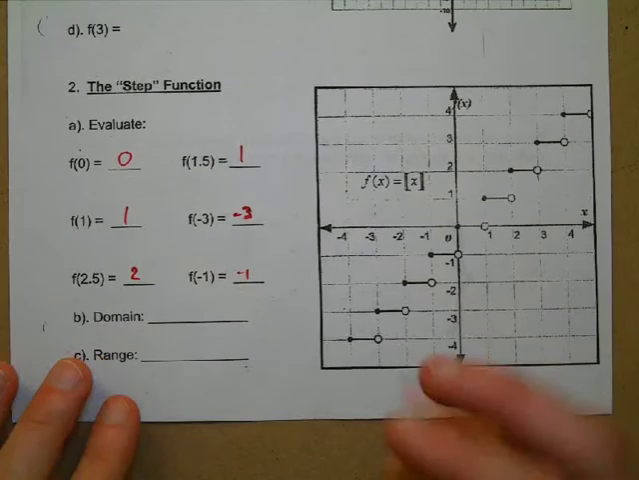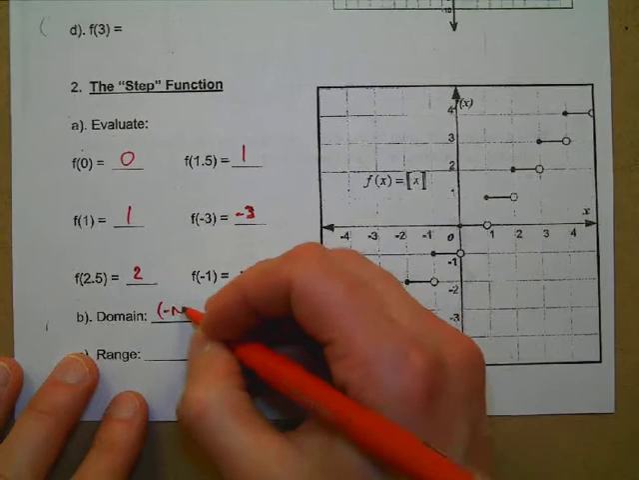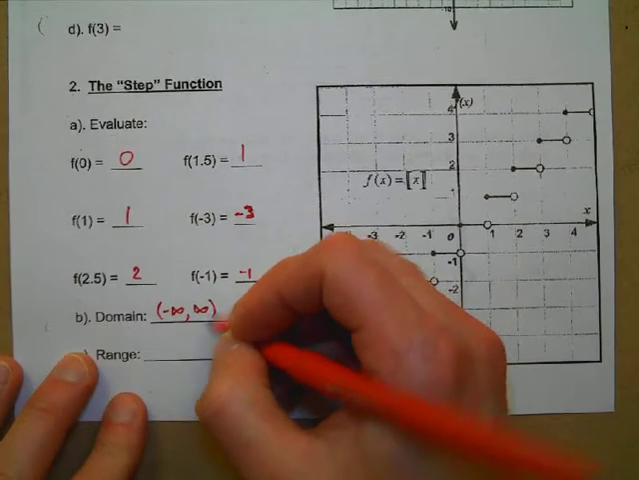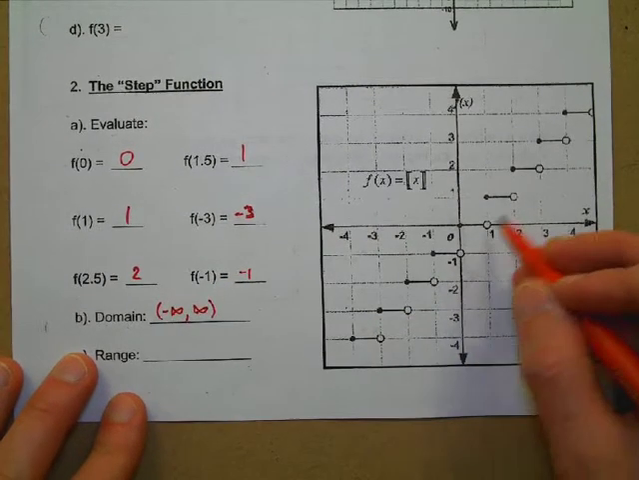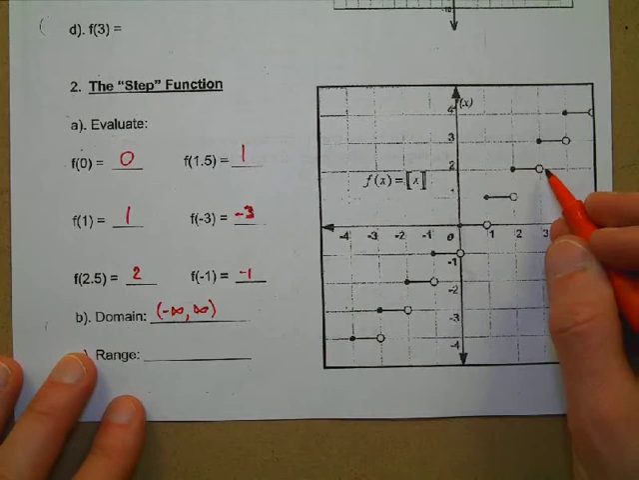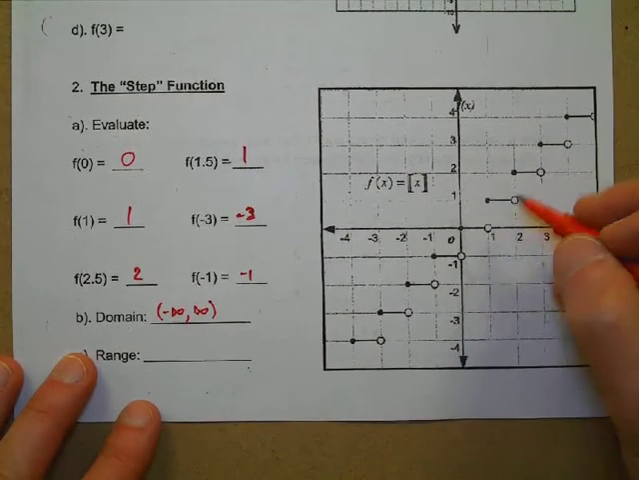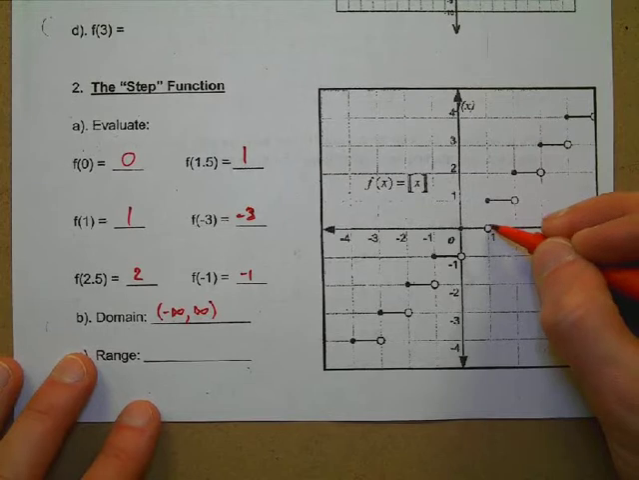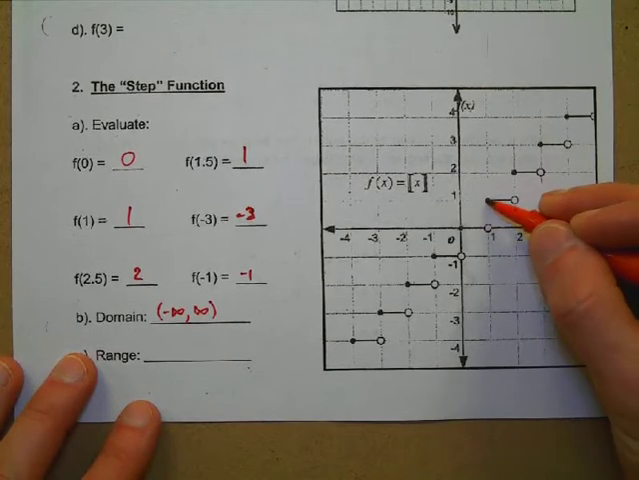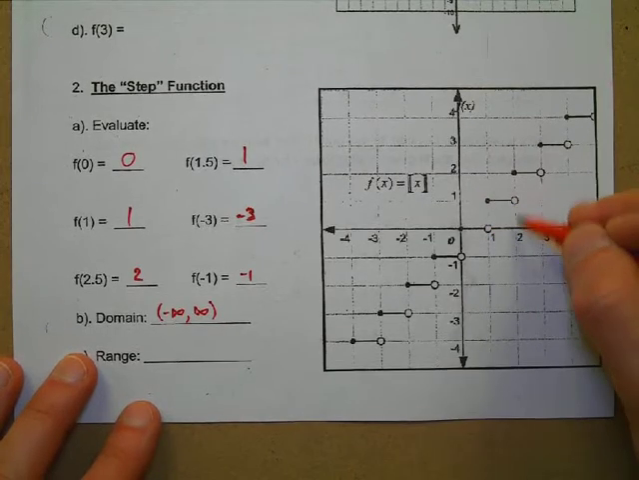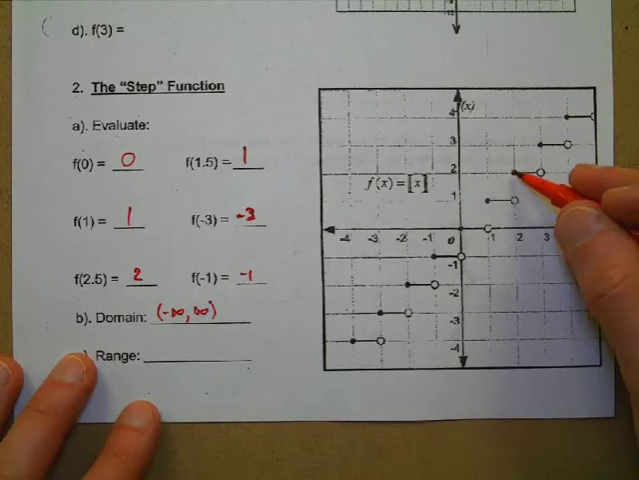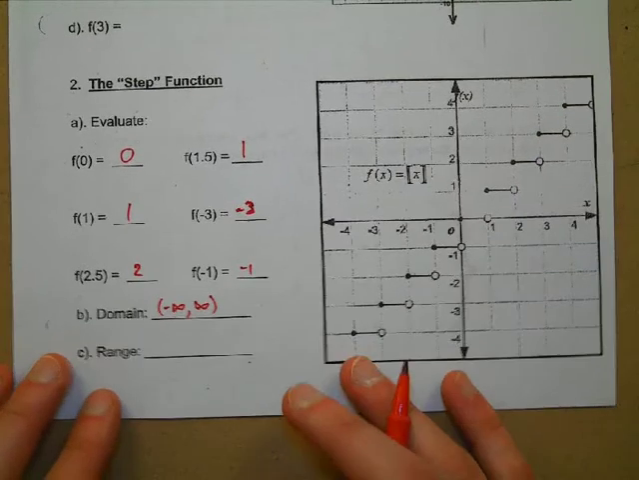Negative infinity to infinity. Yes. But wait a minute. What about all these open circles? Wouldn't it always be negative infinity? But the open circles also all have solid dots above them. So this 1 here, although it has an open circle, there's an x value of 1 right here. And this 2, although it has an open circle, there's an x value of 2 right there, and so on and so forth on up. So yes, the domain is negative infinity to infinity.